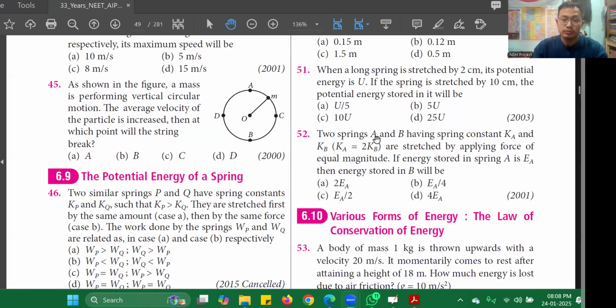Then question number 52: there are two springs A and B with spring constants Ka and Kb such that Ka is 2 times Kb. They are stretched by applying a force of equal magnitude. If the energy stored in spring A is Ea, then the energy stored in B will be?